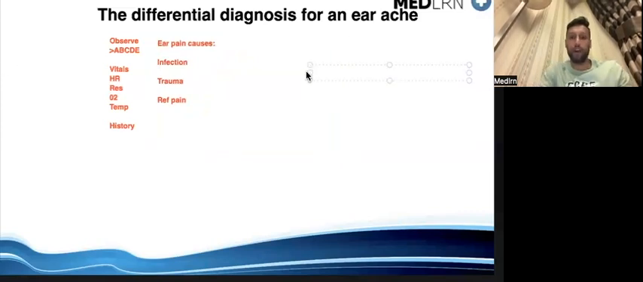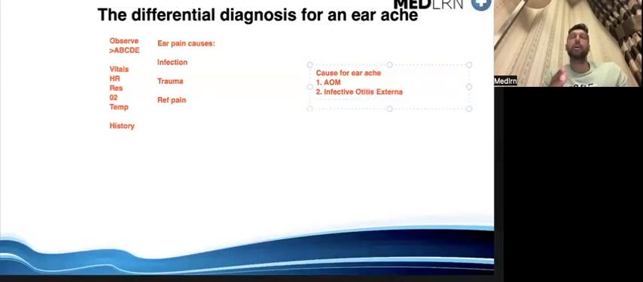Right. Number one, I want to list acute otitis media as a cause for earache. It's not the most important cause, but it's a cause. Number two, infective otitis externa. Because if you don't know your conditions, there is no point wasting time on history. It's just not going to work. Number three, boils, furuncles. Number four, trauma and foreign body.